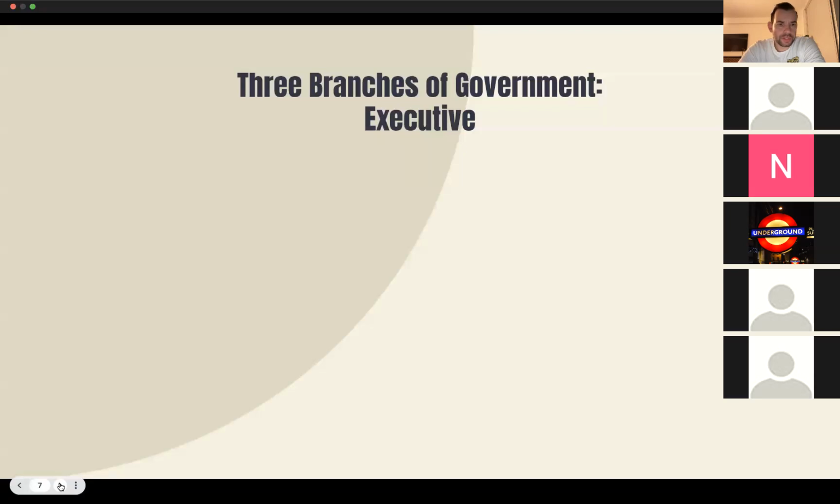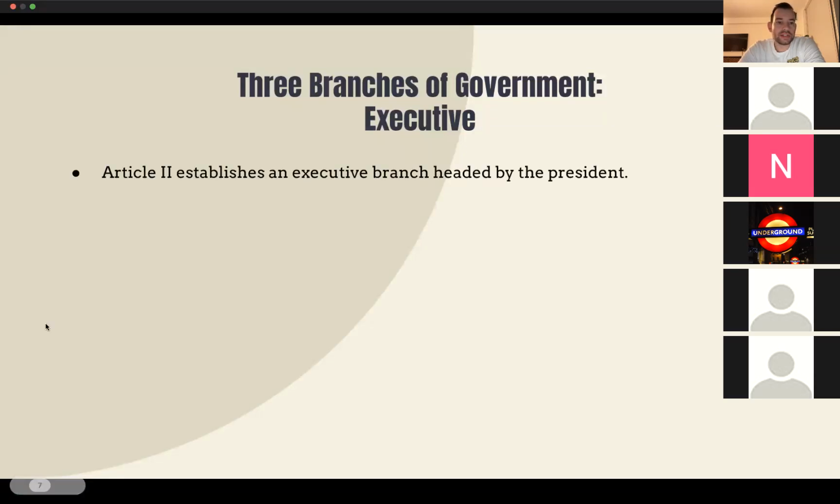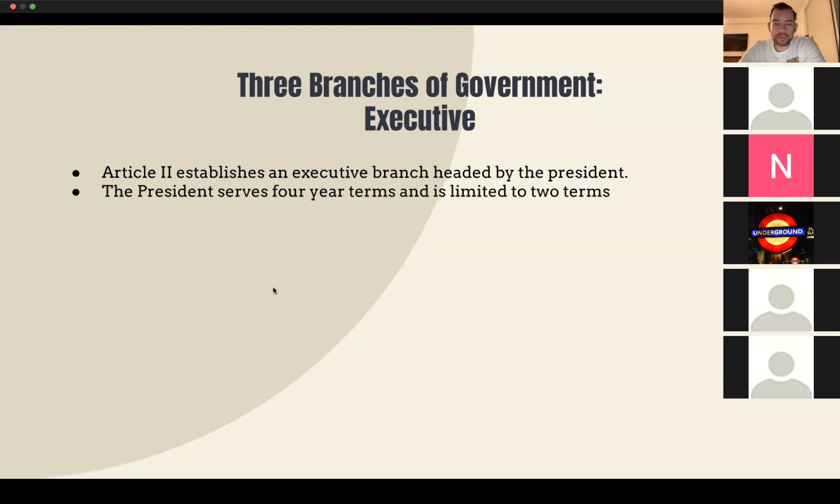Okay, so let's move on to the executive to see what powers the executive has. Article 2 is what established the executive branch headed by the president. The executive branch is huge, though. It's not just one person. It's not just the president. If you've ever heard the term the bureaucracy, that's what it's referring to, all the government agencies that are in the executive branch. The president serves 4-year terms, is limited to 2 terms. Didn't always used to be that way, but it is now.